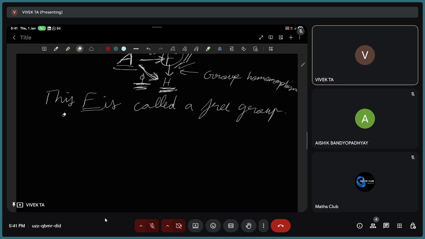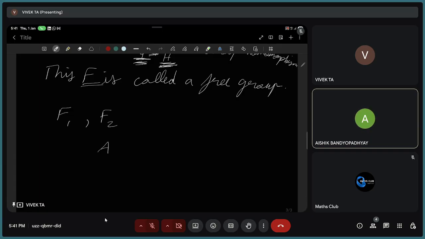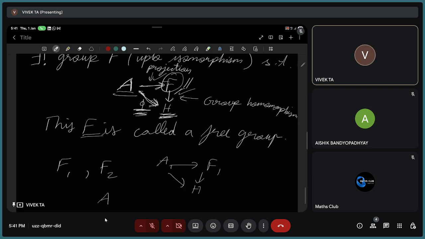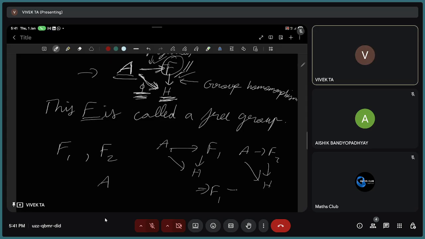So here, in fact, let's suppose there are two groups, F1 and F2, which are free groups. One more question in the definition: you wrote up to isomorphism, and what does that mean? Up to isomorphism means that if this property holds for both F1 and F2, then this would imply F1 is isomorphic to F2. This is what it means.